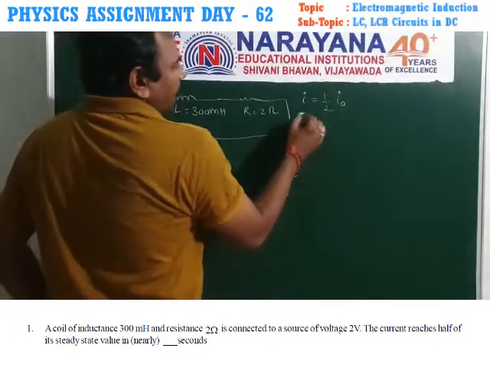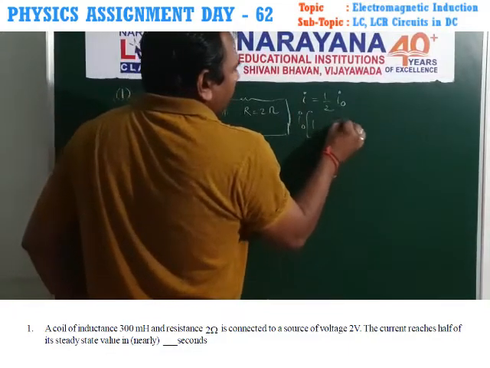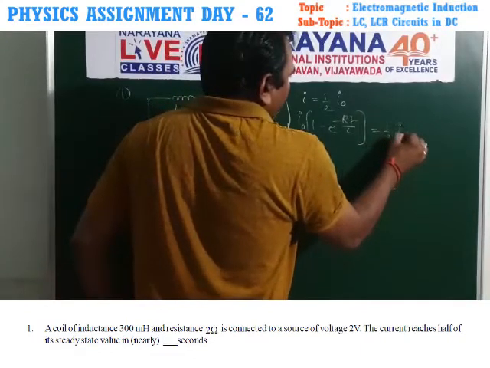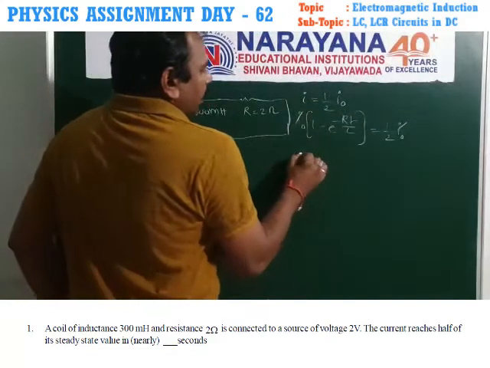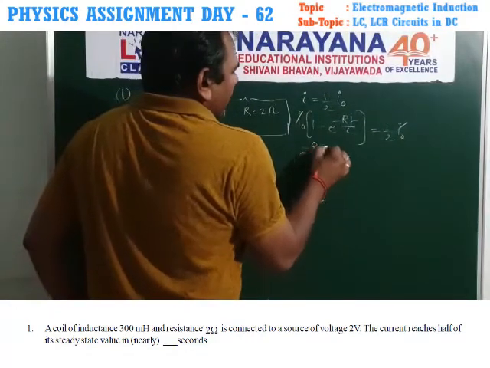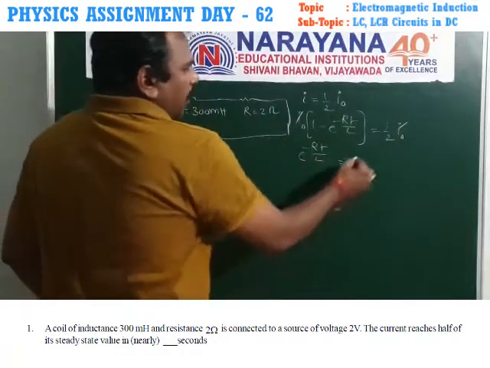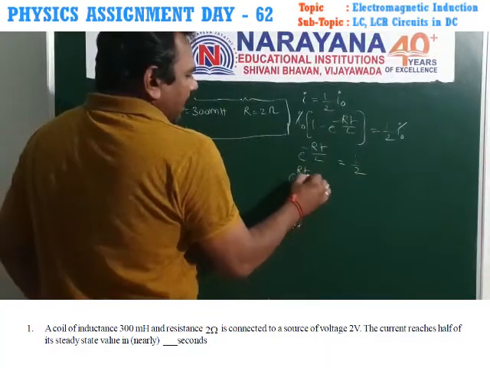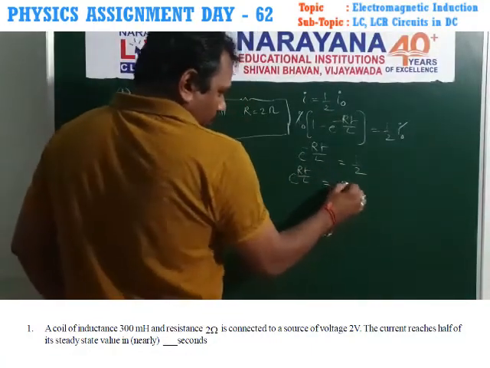Now here you know I is equal to I naught into 1 minus e power minus Rt by L, which is equal to alpha of I naught. I naught will be cancelled. So e power minus Rt by L is equal to 1 by 2, so e power Rt by L is equal to 2.